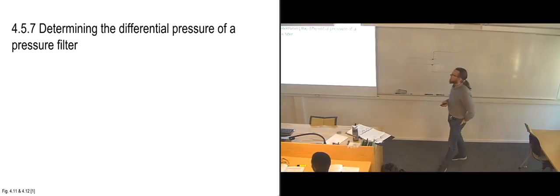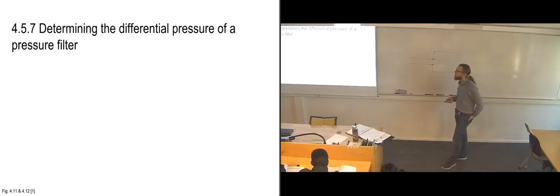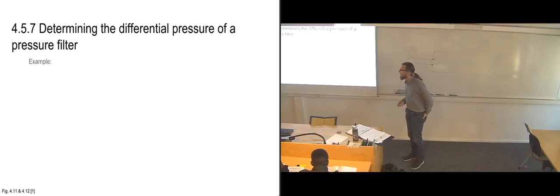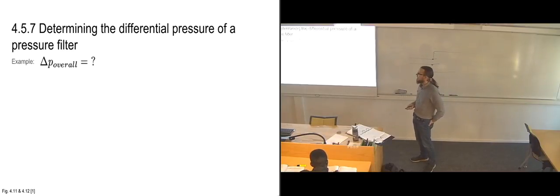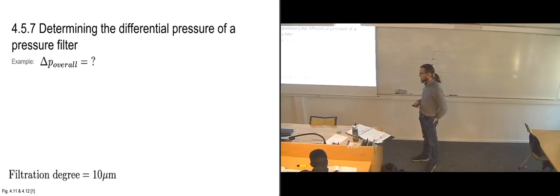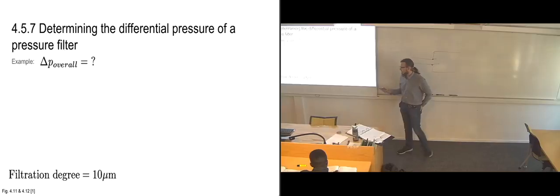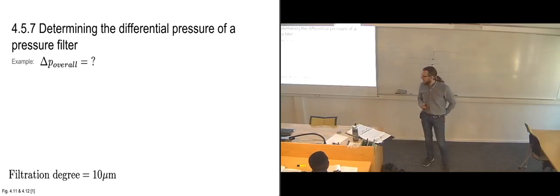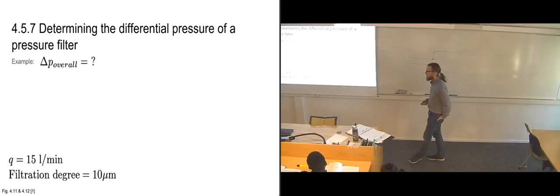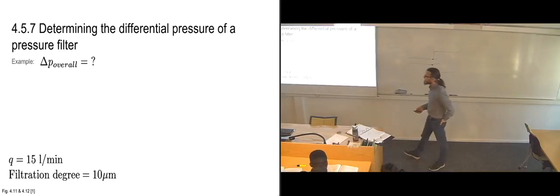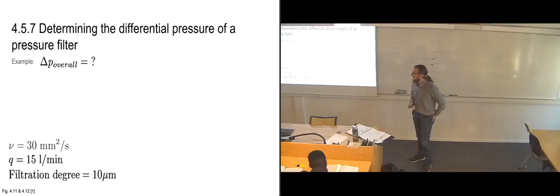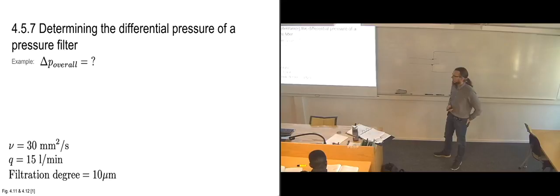So we need to be able to determine the differential pressure of a pressure filter. So we're going to do an example here. We need the overall differential pressure. So we have a filtration degree of 10 micrometers. We have a flow of 15 liters per minute. This is on page 64 in your book. And we have a kinematic viscosity of 30 square millimeters per second.